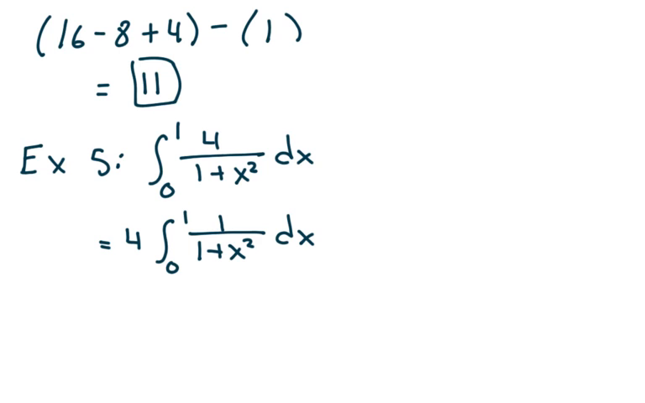But the integral of 1 over 1 plus x squared is arctangent of x. Okay, so I just need an antiderivative that works. I just need one function, in other words, whose derivative is 1 over 1 plus x squared. But remember that I'm evaluating from 0 to 1.